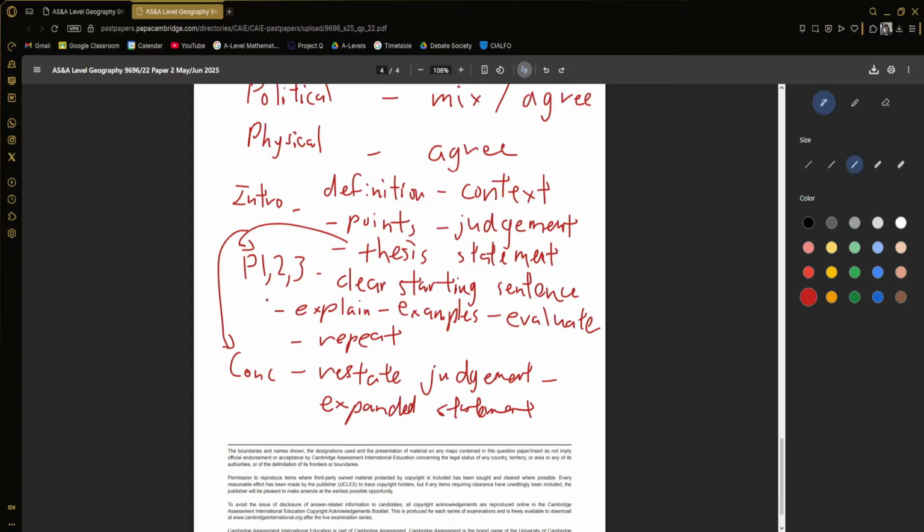So remember, you can't introduce new ideas in your conclusion. You have to use what you've said in your paragraphs to then put it into your expansion. Otherwise, you're just introducing new things, which doesn't make sense because it's your last paragraph.